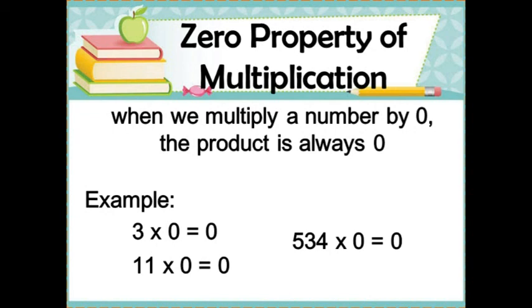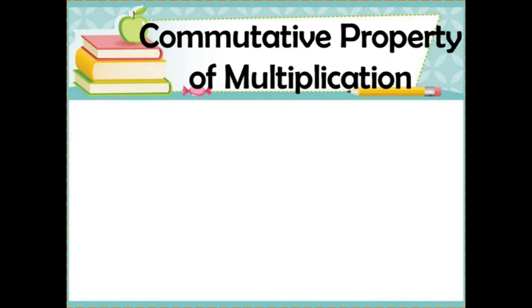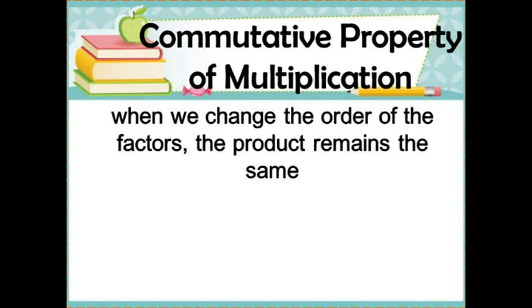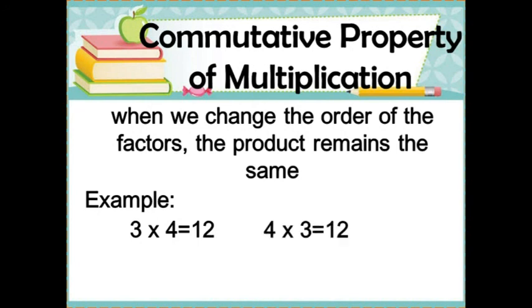So the last property of multiplication is the commutative property of multiplication. So how does the commutative property of multiplication work? When we change the order of the factors, the product remains the same. So example, we have here 3 times 4 is equal to 12. If we change the order of 4 and 3, so if we write first the 4 and then next is 3, the answer is still the same, 12.